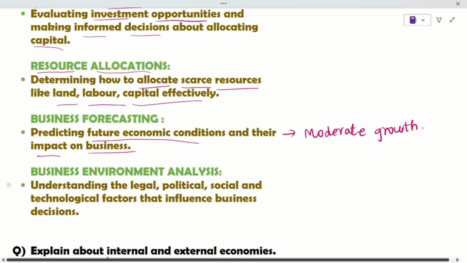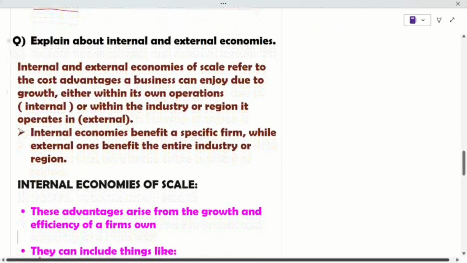And next thing, when we go to business environment analysis, the major part is that it involves both internal and external factors that influence a company's operations, I mean company growth, like that. Okay, next question is: explain internal and external economies.